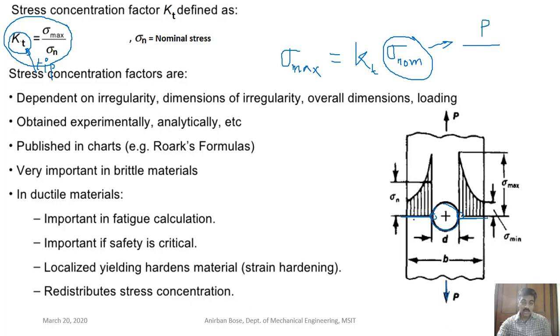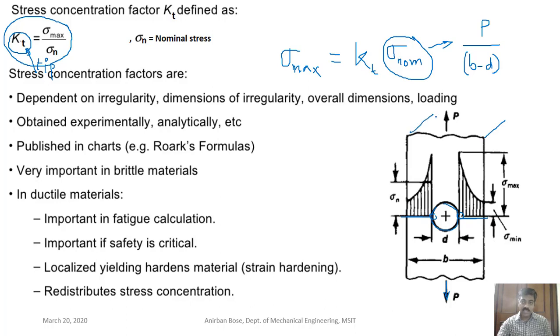So what is the width of this section? The total width is B and the hole is D. So the remaining portion is what? B minus D. So B minus D is the effective material present along the width at this section, multiplied by the thickness.